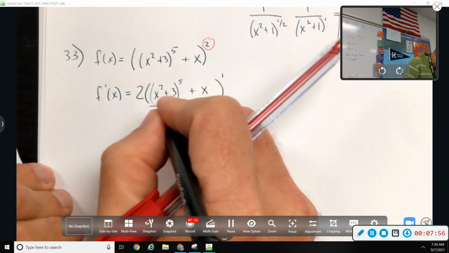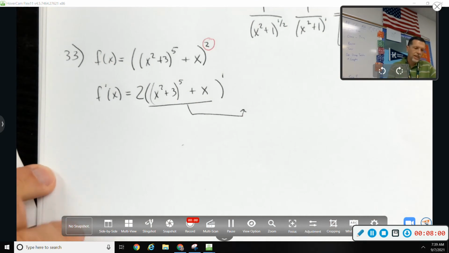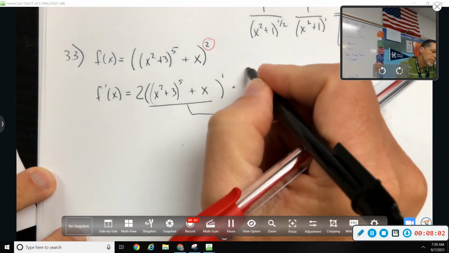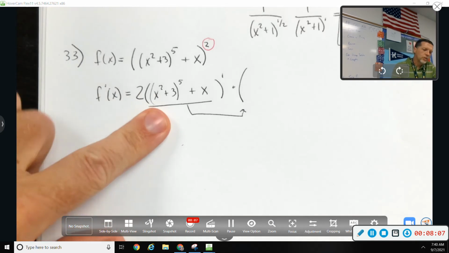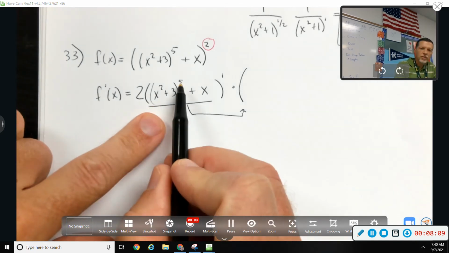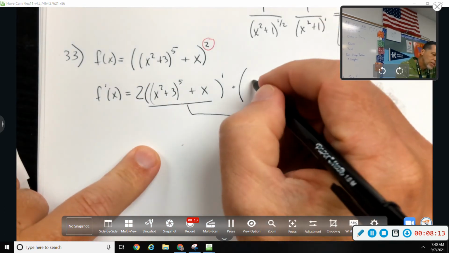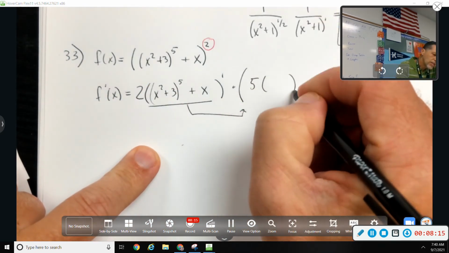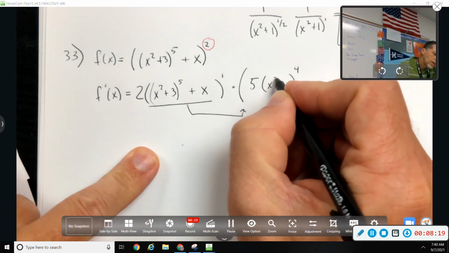Now we need to chain that together with the derivative of the inside of that stuff. So here's another chain rule. X squared plus 3 to the 5th. I got something to the 5th, so I need to change that to 5 times something to the 4th. Don't change the inside. One rule at a time.